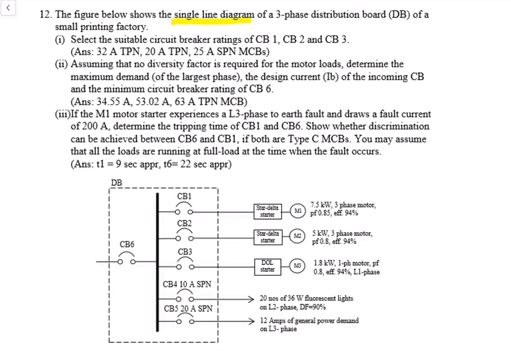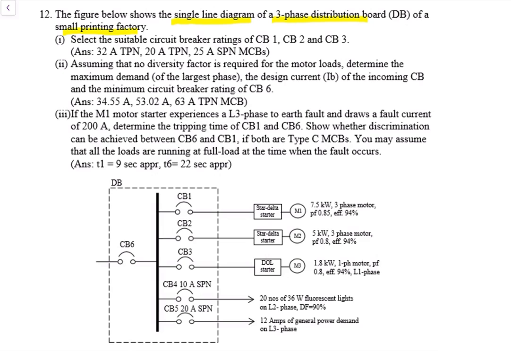Hi, in this video I'm going to explain how to solve EID Tutorial Topic 3 question number 12.